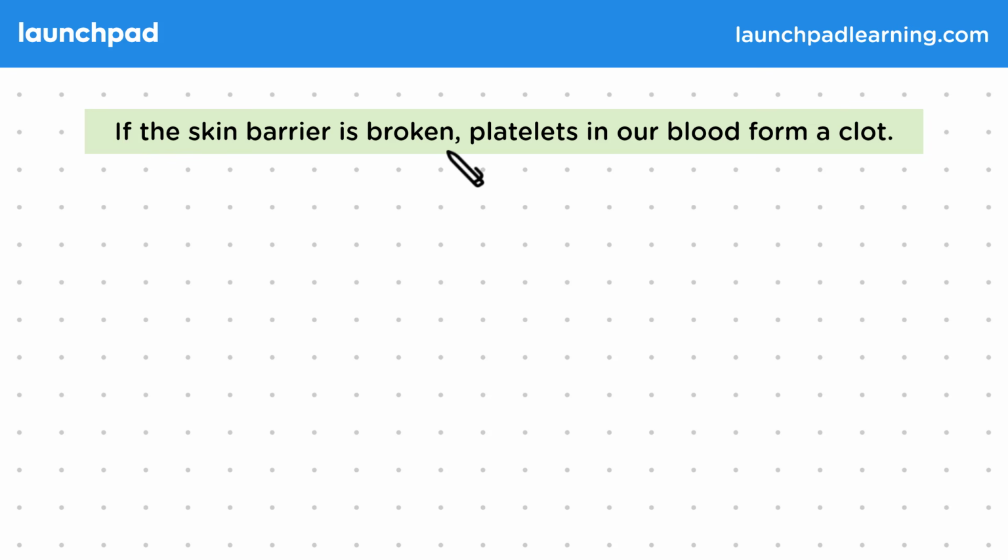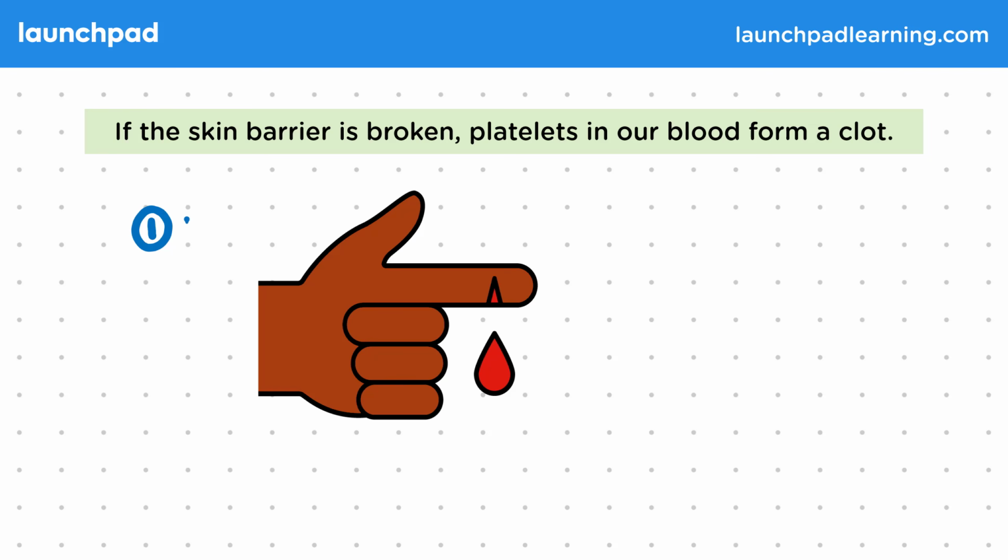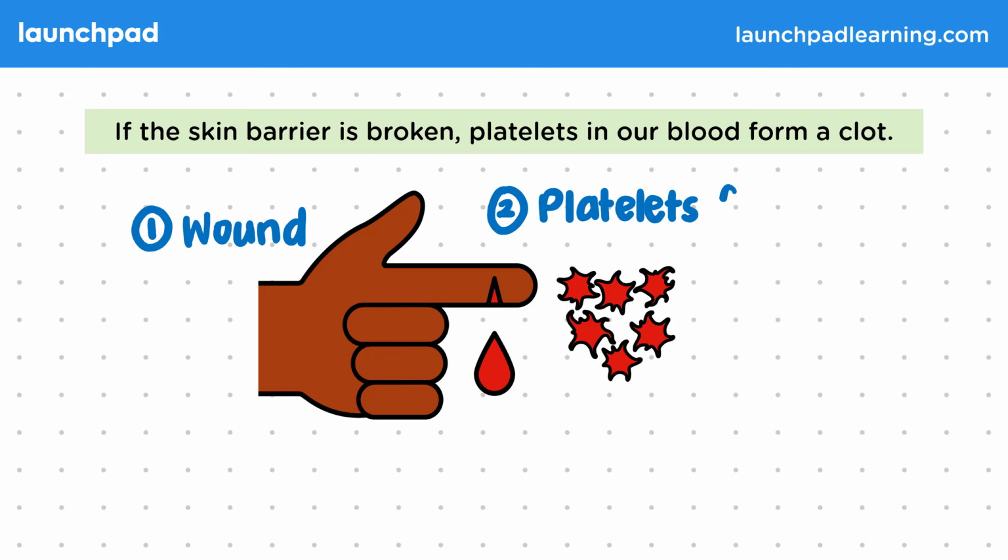If the skin barrier is broken, platelets in our blood form a clot. So imagine that you've developed a wound. Almost immediately, platelets in your blood will form a clot. They do this by clumping around the wound. Remember that the platelets are a component of the blood and are responsible for forming clots and scabs. You should remember them from studying the different cells in the blood elsewhere in the course.